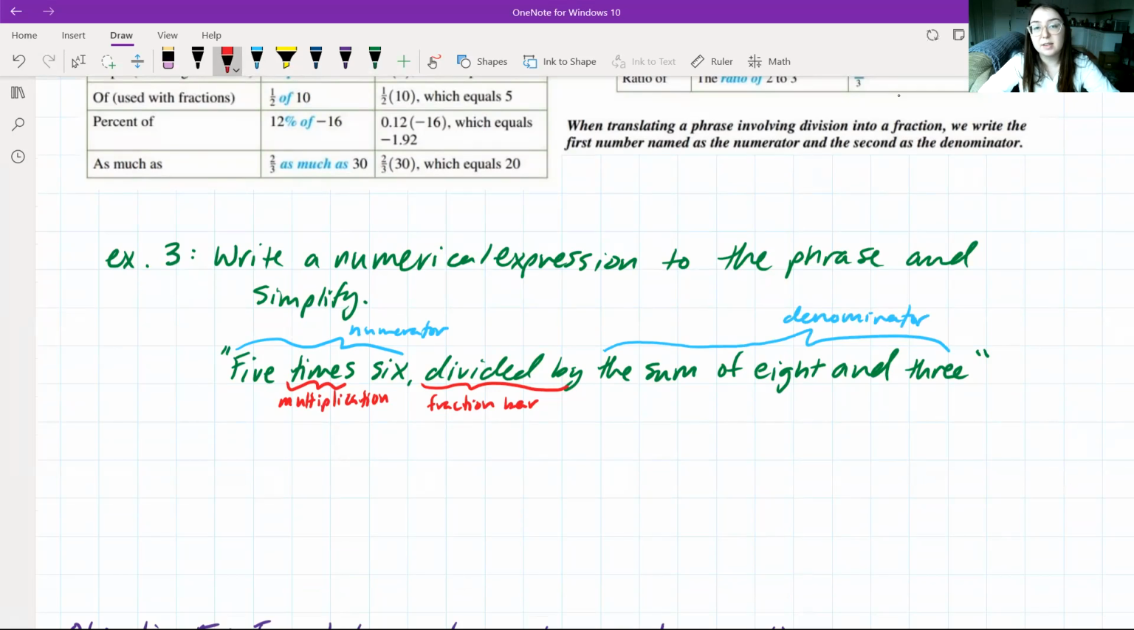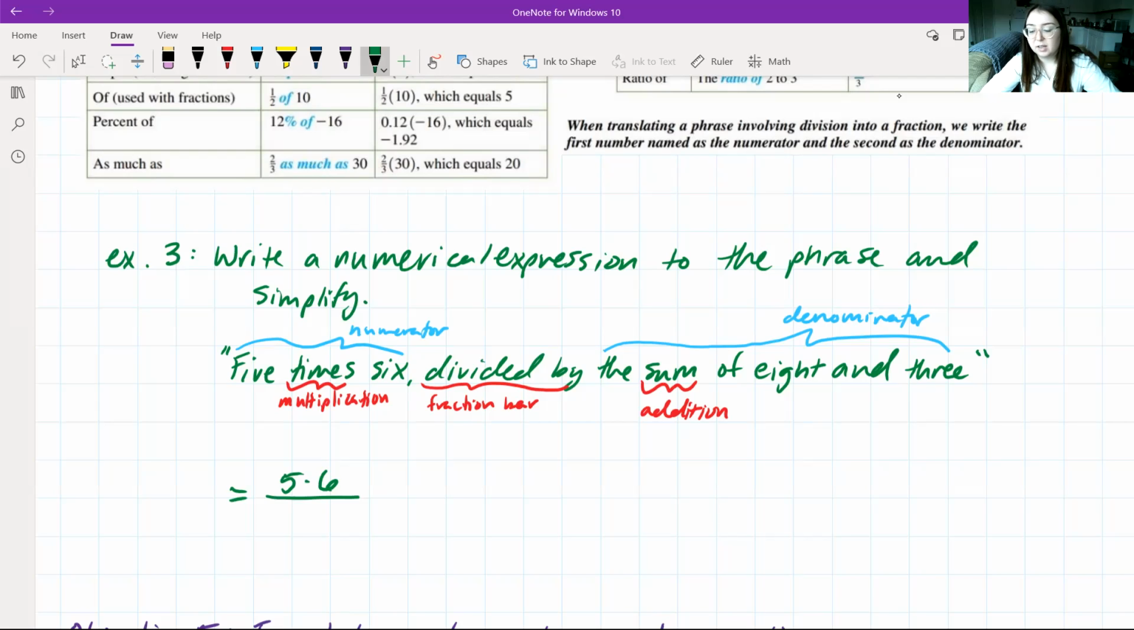But we also have the sum of 8 and 3, so the sum meaning addition. So we start with our multiplication in our numerator, we have our fraction bar, and then we have our denominator, which is going to be using addition. So let's put these all together. Our numerator is going to be 5 times 6. So multiplication, 5 times 6, equal to 5 times 6 divided by, we're going to write that fraction bar, the sum of 8 and 3.